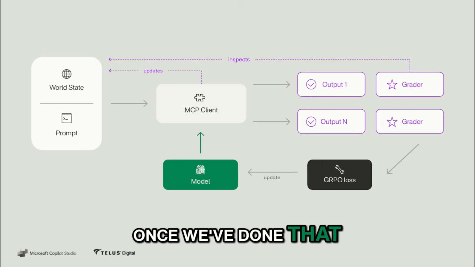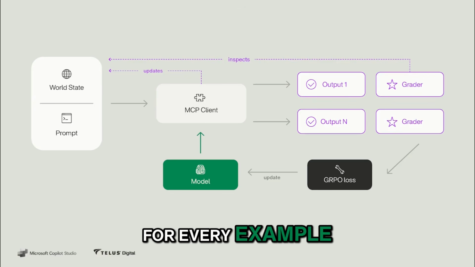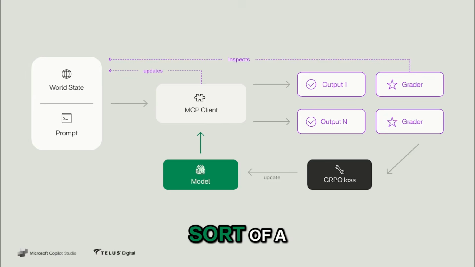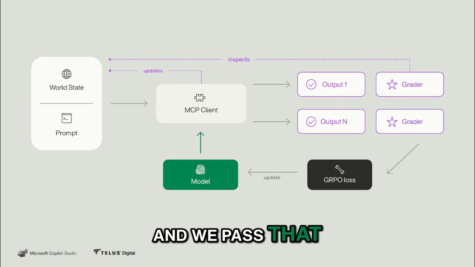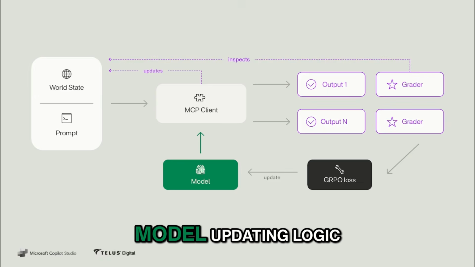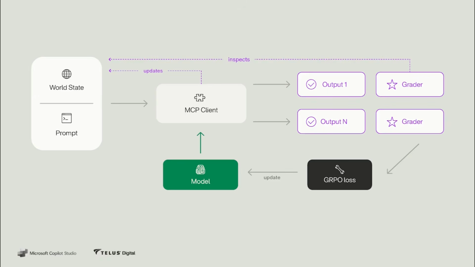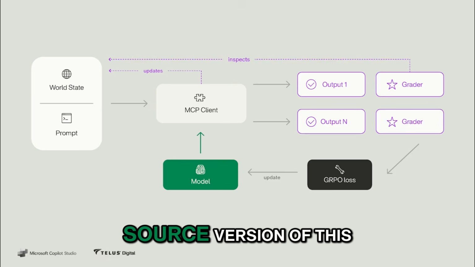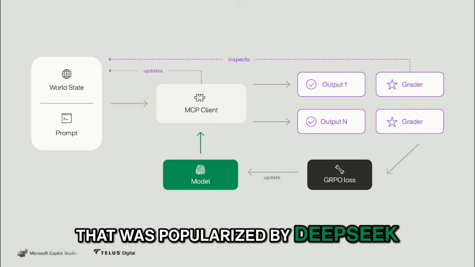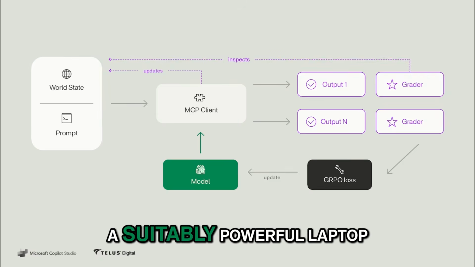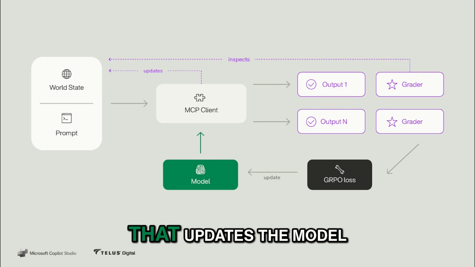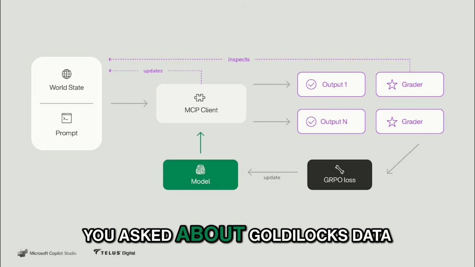Once we've done that, for every example, we get a score. Often this is just a binary score, 0 or 1, but you can do partial credit, depending on the scenario. And we pass that to our loss function, our actual model updating logic. GRPO is the open source version of this that was popularized by DeepSeek, and you can even run this on a suitably powerful laptop. That updates the model.